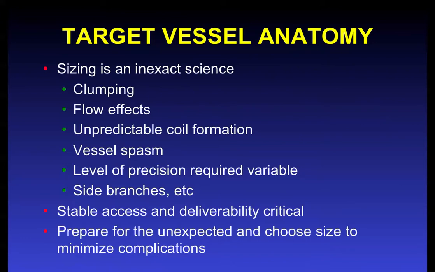It's really critical in all these situations to have stable access, so sometimes you'll have a coaxial system, sometimes you'll have a triaxial system, to have a stable platform to do your embolization procedure. What I tell my fellows is to prepare for the unexpected and think to yourself, if you're trying to pick a coil size, what's going to happen if I pick a coil that's too small, and what's going to happen if I pick a coil that's too big, and then choose the lesser of those two evils. I think that's a reasonable way to go. And also remember, it's always the last coil that gets you in trouble.